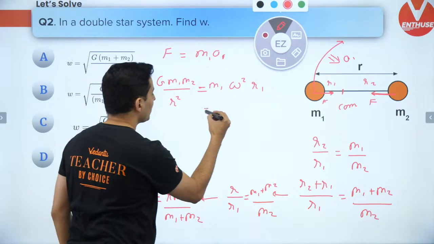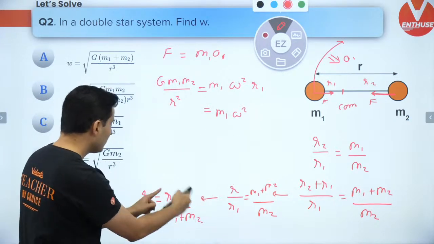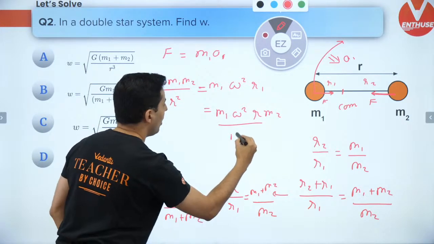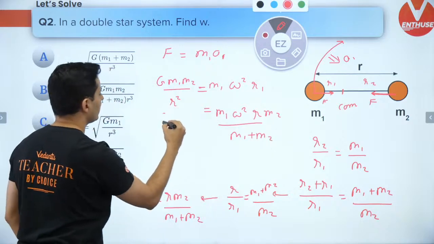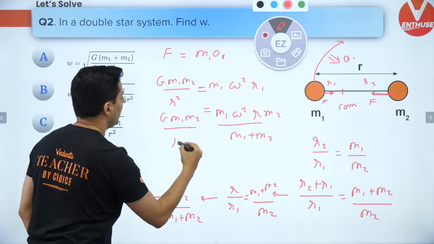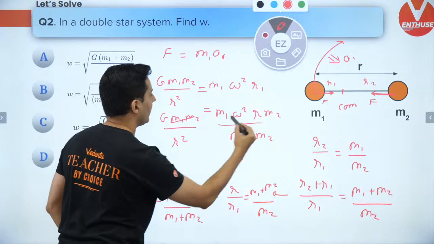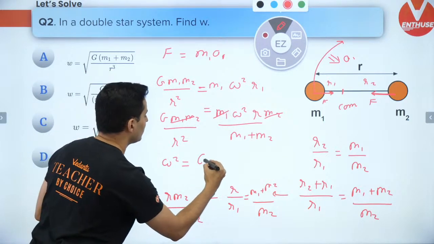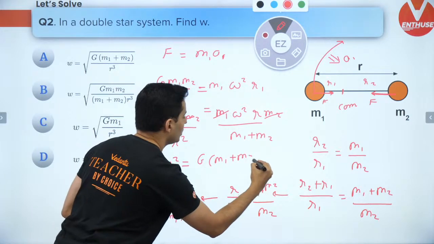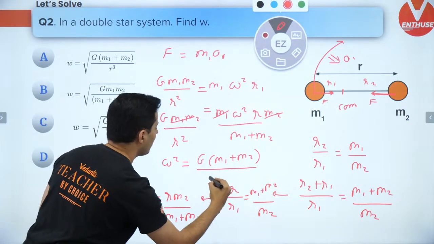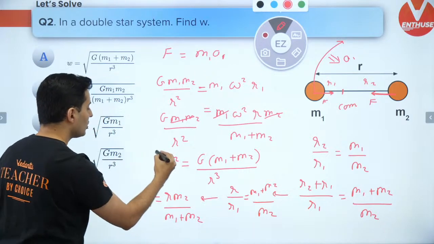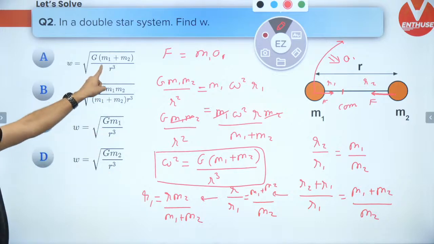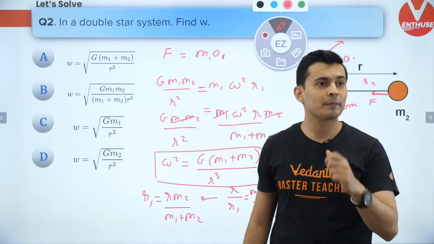Substitute the value over here. You're going to get m1 omega square times R times m2 upon m1 plus m2. And here you have G m1 m2 divided by R square. Now m1 m2 and m1 m2 will get cancelled. So you will get omega square is equal to G times m1 plus m2 divided by R cube, since R square into R is R cube. So this is what the final answer is. I hope this is clear.